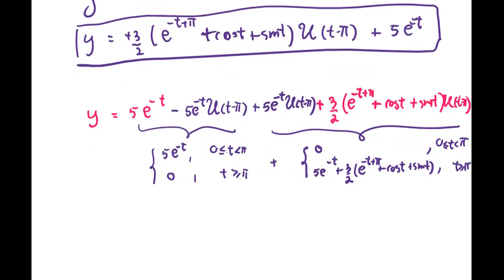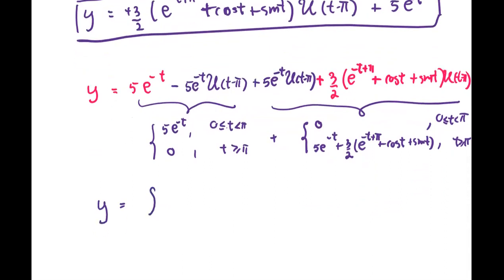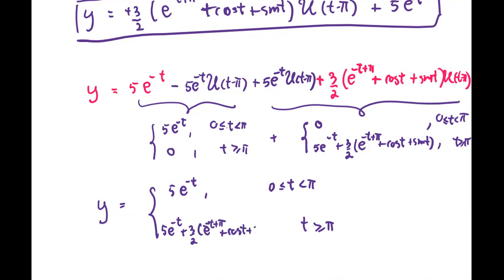So with this way, we can see the solution y in the piecewise defined function form as 5e to the negative t, for t greater than or equal to 0 and less than pi, and for t greater than or equal to pi, the solution function will be defined as 5e to the negative t plus 3 over 2 multiplied by e to the negative t plus pi plus cosine t plus sine t.